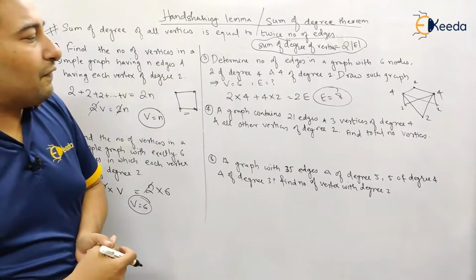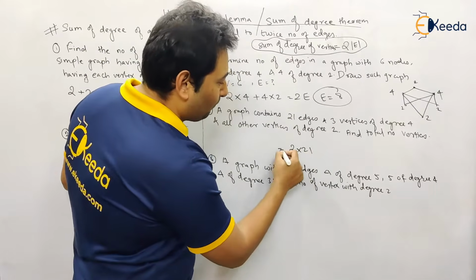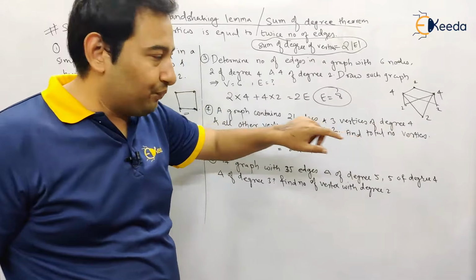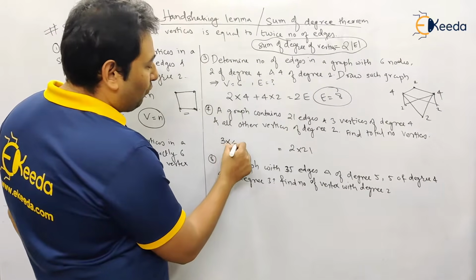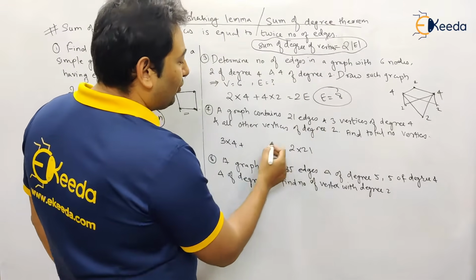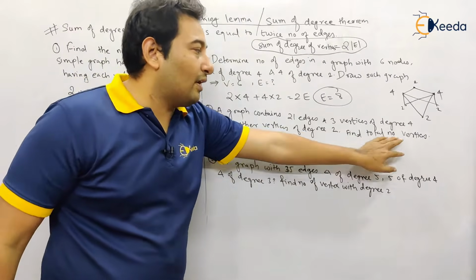Next, a graph contains 21 edges. So the formula is 2 into edges, first of all. And 3 vertices of degree 4. 3 vertices are of degree 4 and all the other vertices are of degree 2. My aim is to find out the total number of vertices.